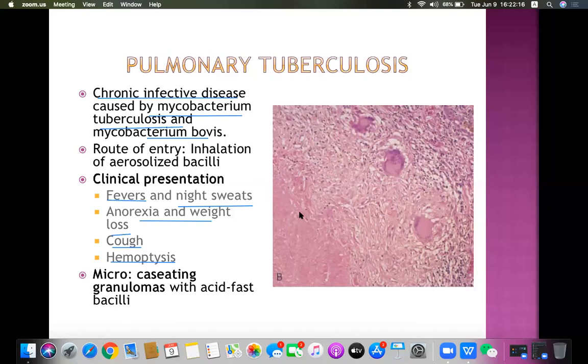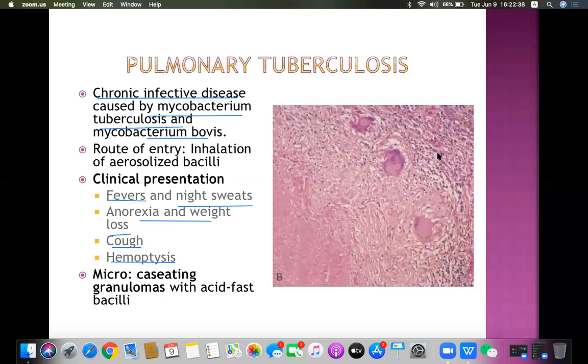Now look at this picture. We have less than 1 minute, so let me quickly do it. This whole area is called granuloma. This is a magnified view. This is caseous necrosis at the center. And these are different areas of the granuloma. Granulomas are the hallmark of tuberculosis.